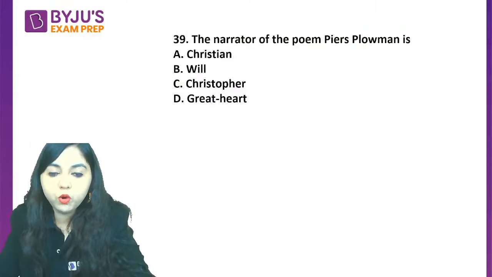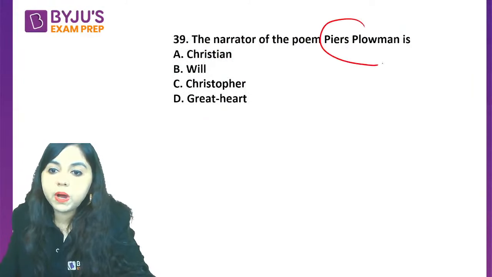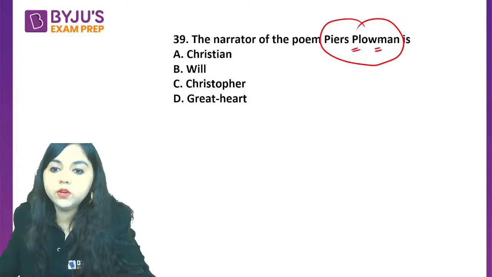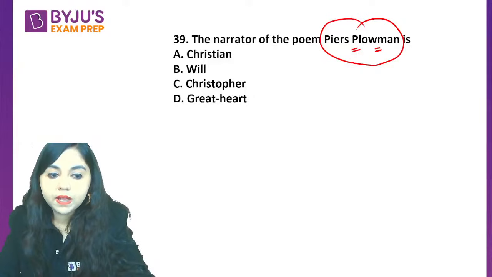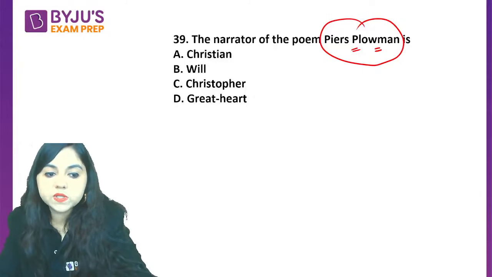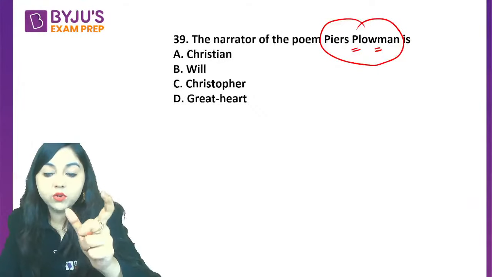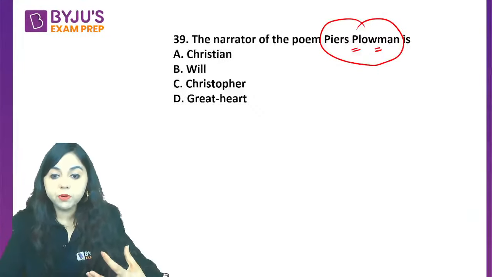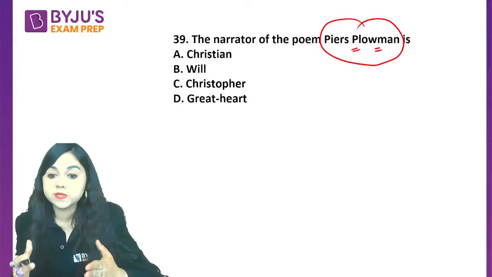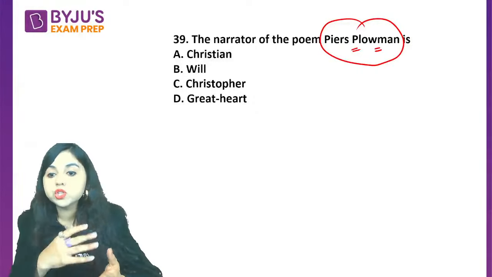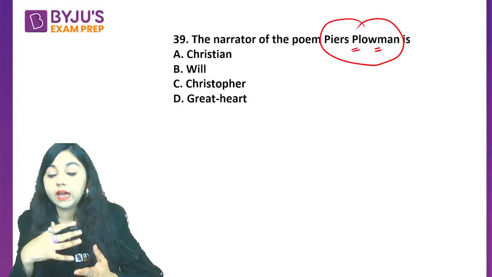Let's just do two more questions. Who's the narrator of Piers the Plowman? The prologue of Piers the Plowman introduces the narrator Will. And Will sets out to travel the world. He's dressed as a shepherd. He sees 8 visions during the course of the narrative.